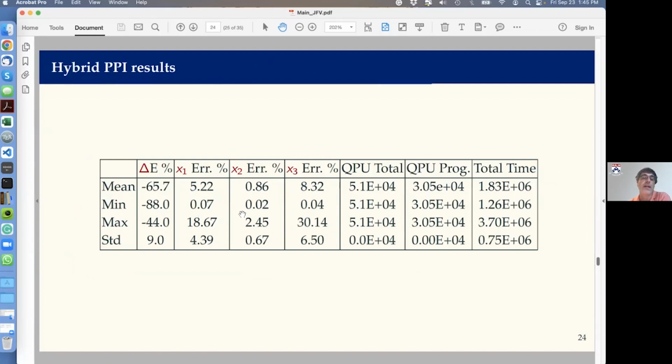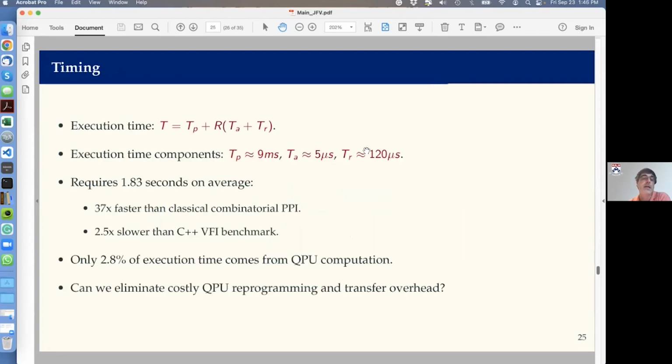And if you actually look at the mean, these errors are really very, very good, with a reduction of the total energy of 88%. And I need to remind you that these numbers are in microseconds. It's telling you we are doing this quite fast. In particular, it requires 1.83 seconds on average, which is 30 times faster than classical combinatorial PPI.